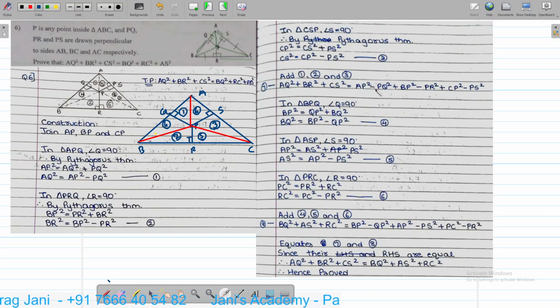Now if you see the final equations, which are 7 and 8, you can see all the terms are equal. Here is AP square, here is also AP square, minus PQ square, minus PQ square, BP square, it is BP square. If you verify this, both the terms are equal. So if the right side is equal, then obviously the left side is also equal. So both equations are equal.